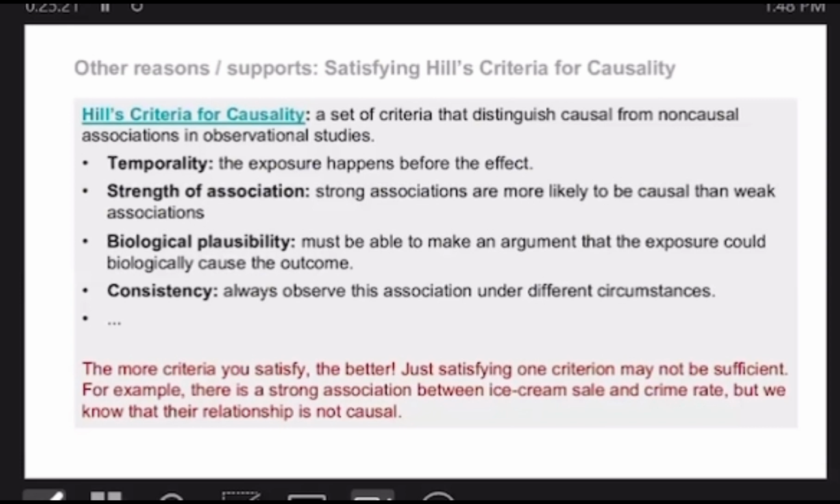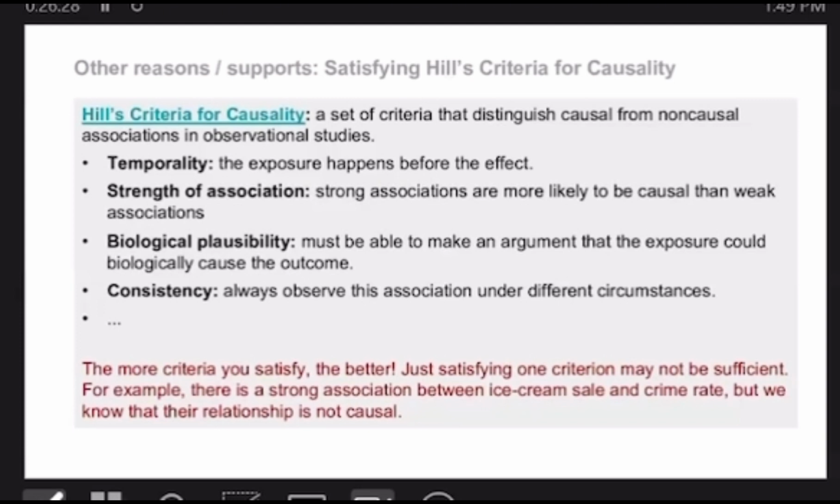Then number three is biological plausibility. That was why I said we must be able to make an argument that the exposure could biologically cause the outcome. Let me tell you this. There's a difference between statistical connection and biological connection. We want a situation where the two go together, because you can establish an association statistically. Is that the way it is biologically? That's why at times, if we are working with this area, we need to work with biologists. If you are a statistician analyzing biological variables, of course, you need to be able to liaise or collaborate with those in the field to see whether the relationship you have established statistically is also established biologically. And this is one of the criteria.